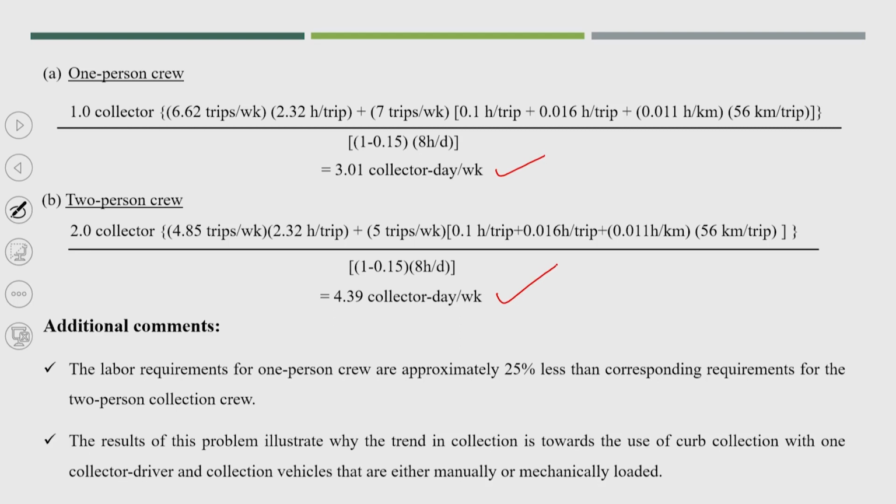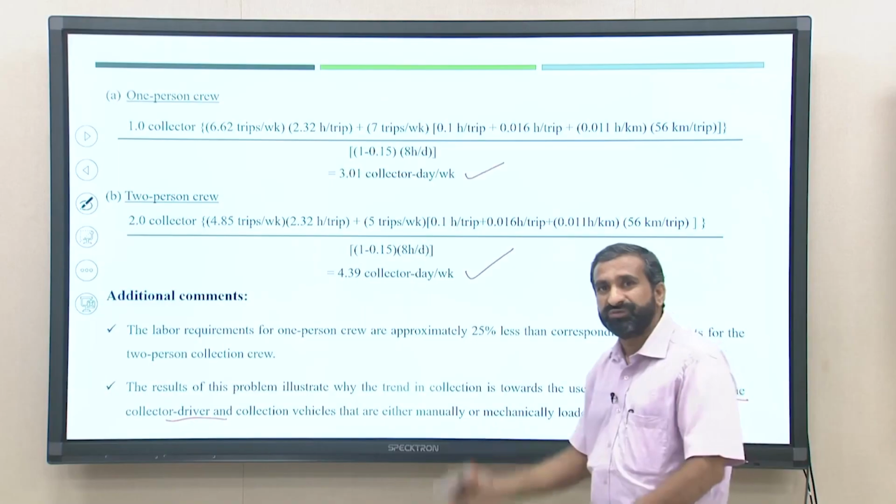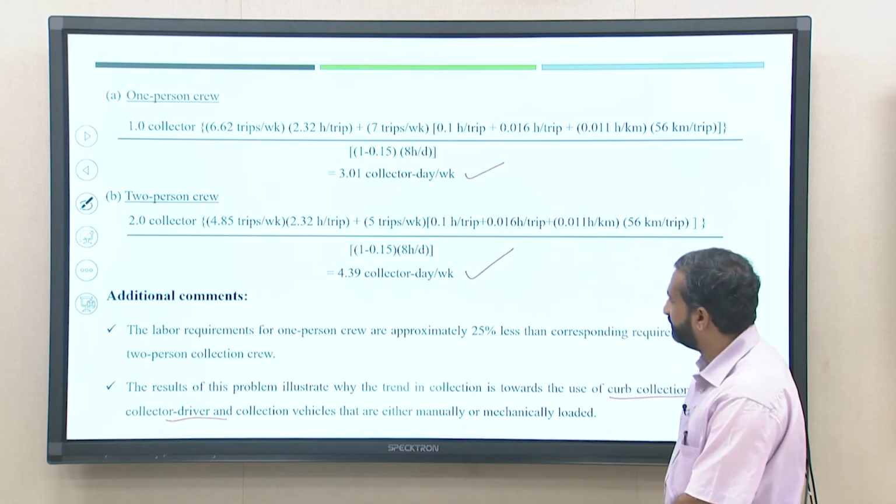So, that is why the result of this problem illustrates why the trend in collection is towards the use of curb collection with a one collector driver and a collection vehicle that is either manually or mechanically loaded, which we normally find in most of the local authorities.